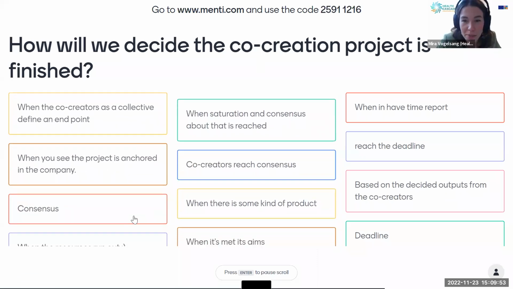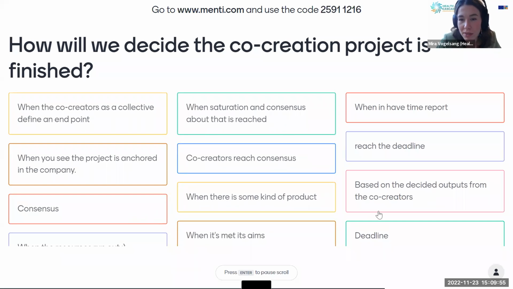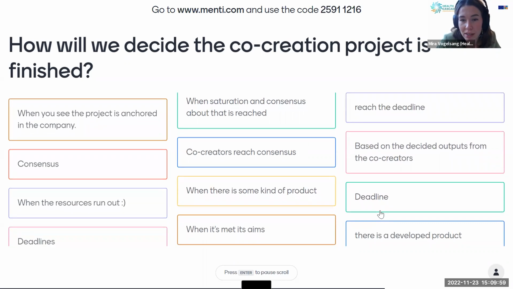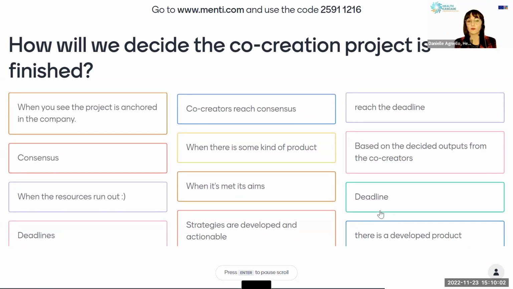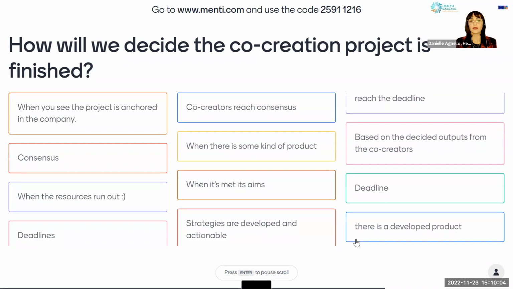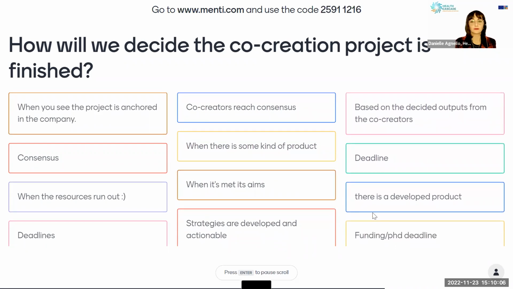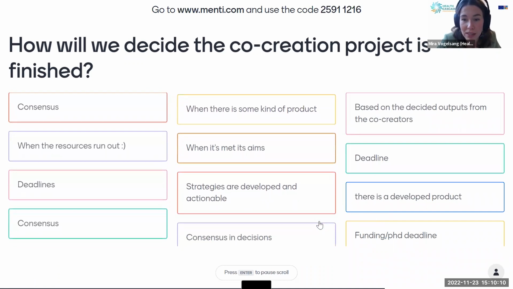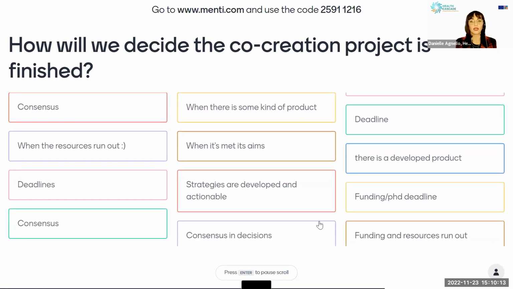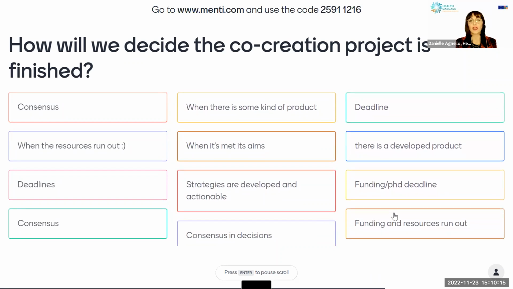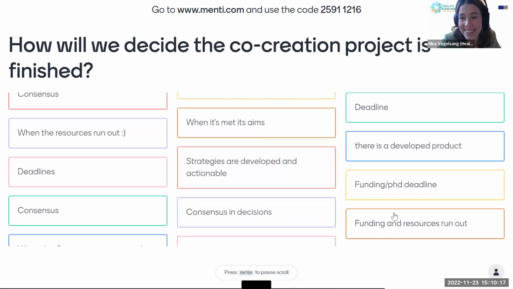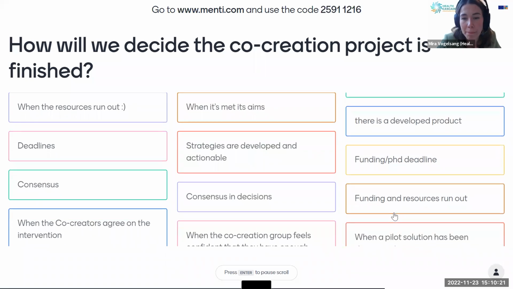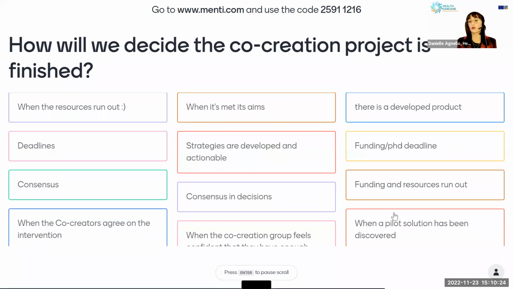And anchoring in the company. It can definitely be important in workplaces. When the resources run out, yeah, interesting one. When we've met the aims. There's some kind of product, yeah, when developed something, met its aims. A lot of deadlines coming out. Yeah. PhD deadline, yeah. Interesting one. Funding running out, resources running out.